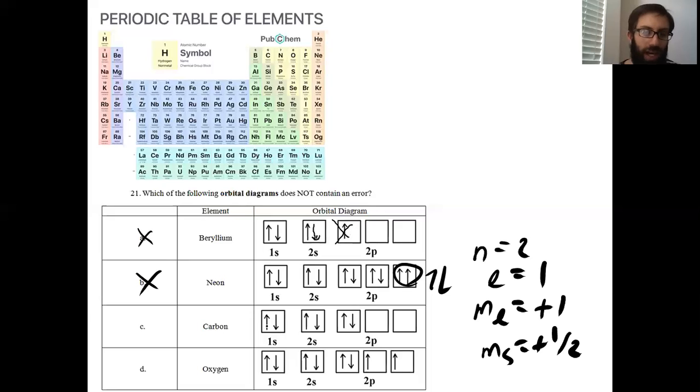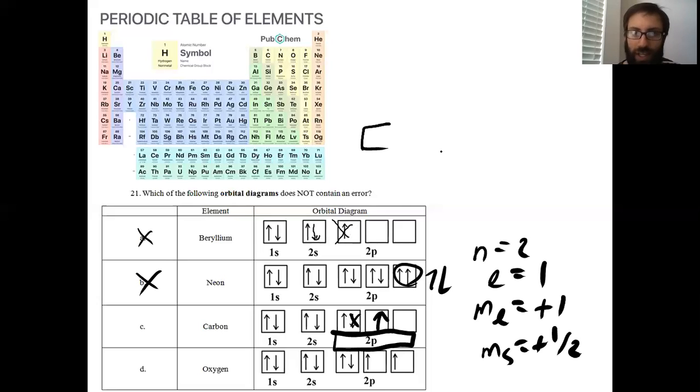Carbon, up, down, up, down, up, down. Not right. This needs to follow Hund's rule, seats on the bus rule, right? You want to minimize electron-electron repulsion. You're in the same set of orbitals here in the 2p's. And so you want to fill these up in this order.